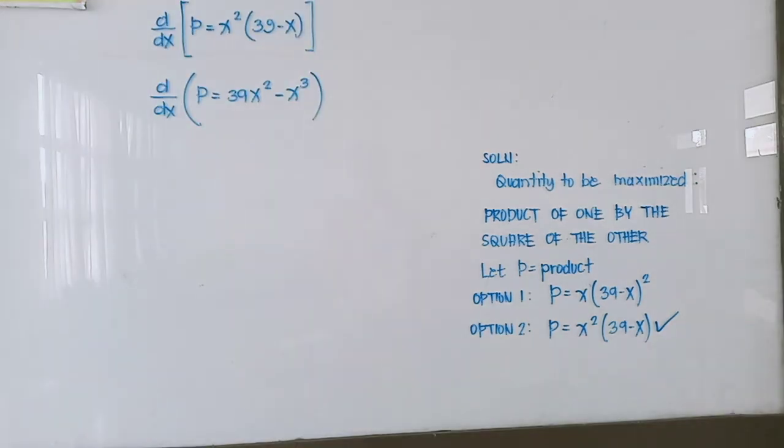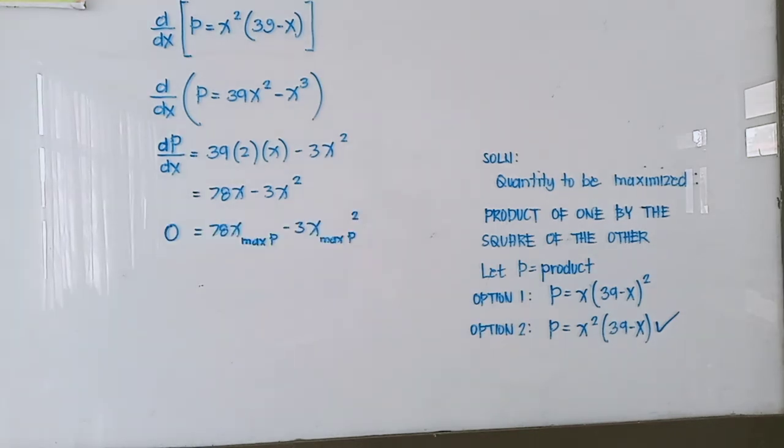Alright, so as I have said, option number 2 will be considered in the solution, and I can rewrite that further as a polynomial. I'd rather opt to differentiate a polynomial than its equivalent product. Alright, and that's going to be easier. Both terms are powers, and we just perform the power formula. See? So when you do option number 1, you will still have a derivative of the base, which is 39 minus x, isn't it?